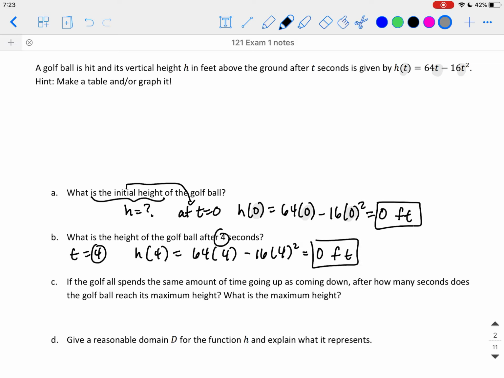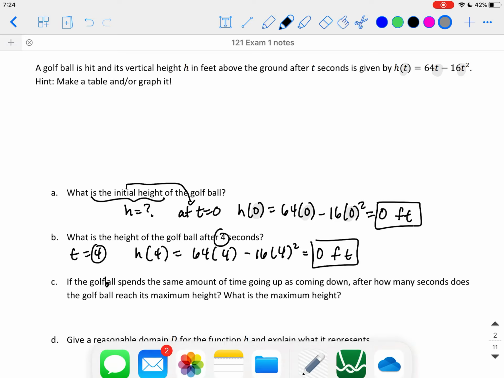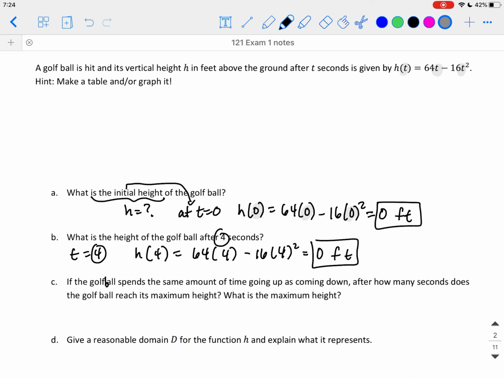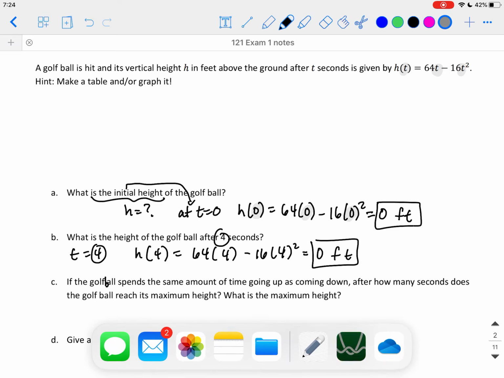And it says, if the golf ball spends the same amount of time going up as coming down, after how many seconds does the golf ball reach its maximum height? And what is the maximum height? Okay, so here we might want to graph it. Some of you might say, well, at time 0 it's on the floor, after 4 seconds it's on the floor, and it spends the same amount going up and down, so the highest point should occur after 2 seconds. But let's just confirm that with the graph.